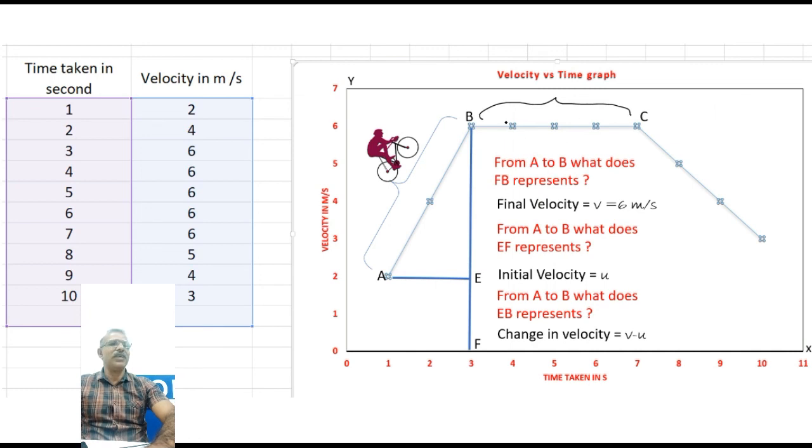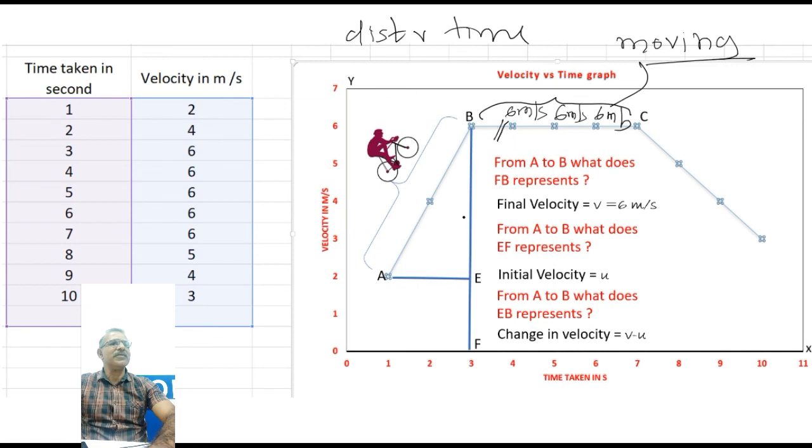We'll go ahead again with this particular part of the movement, where you will find the speed remains constant. And how much? 6 meter per second, again 6 meter per second. The body is moving. The body is not at rest. See, in a distance versus time graph, if you find this type of straight line graph parallel to the x-axis, it means the body is at rest. But here it is not at rest. Here it is moving. There is no change in the velocity.